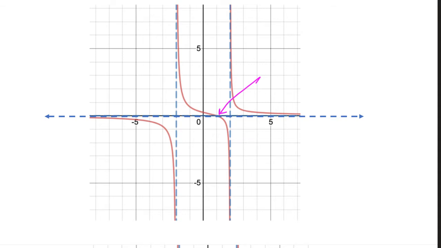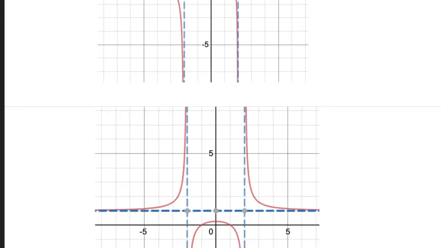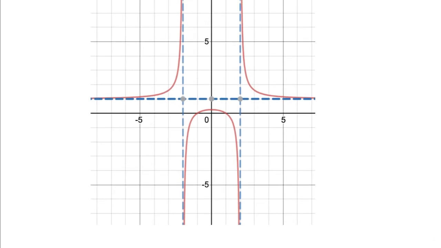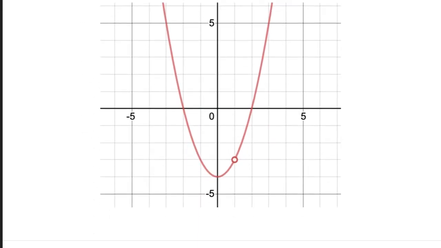Okay, so again, something new, something different. You did not see those last year. Okay, this one also has 2 verticals, 1 horizontal. I want you to see that you can have a graph that is a parabola with a hole in it. They won't always necessarily be lines.